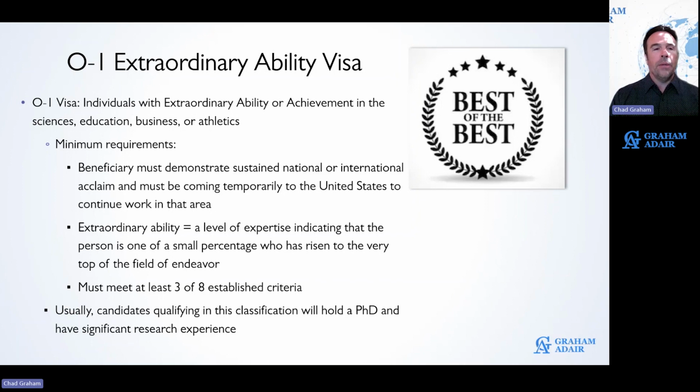So an O1 is for people who are considered to have extraordinary ability within the fields of science, education, business, and athletics. Basically, what we're showing is that the person has risen to the very top of their field, and they're nationally or internationally recognized for their work. They are among a small percentage of people who have made significant advancement or achievement within their field.